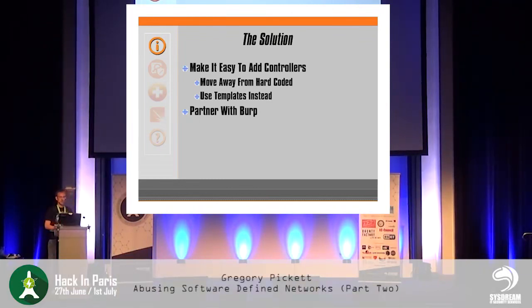Also, partnering is rather important, all right? I'm partnering with Burp, and what this does is have the SDN toolkit generate these messages and send them to these controllers via the proxy, so that you can begin to use some of the tools that Burp has, right, with the repeater, with the intruder, all those sorts of neat tools that Burp has.